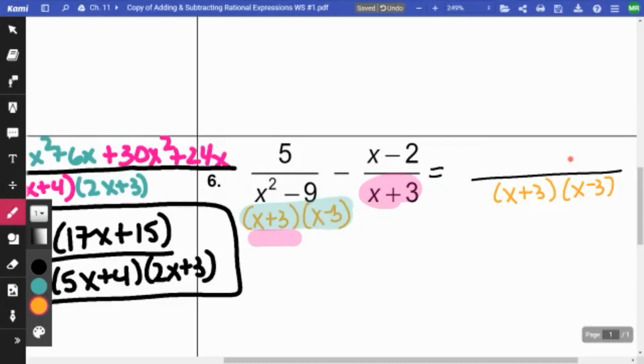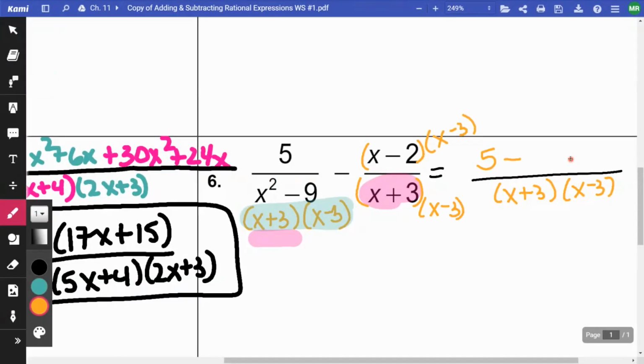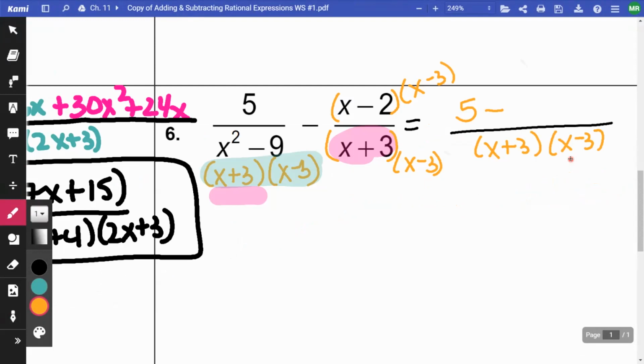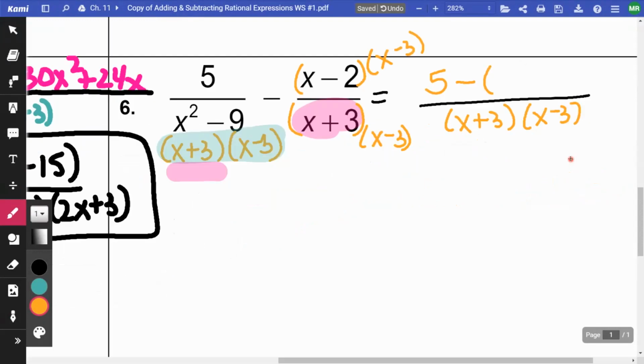The first one's going to be just a 5. The second one, I want to be careful. I have a negative in front. And I'm going to be multiplying top and bottom of this by what it did not have, which is an x minus 3. So I am going to have an x minus 2 times an x minus 3.